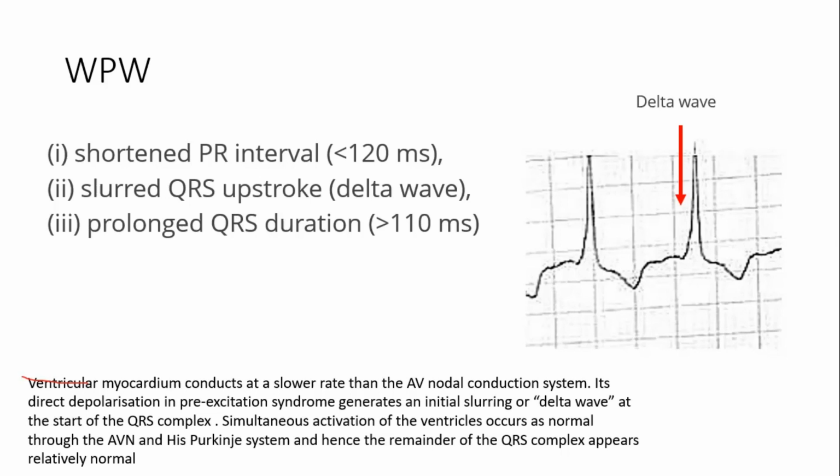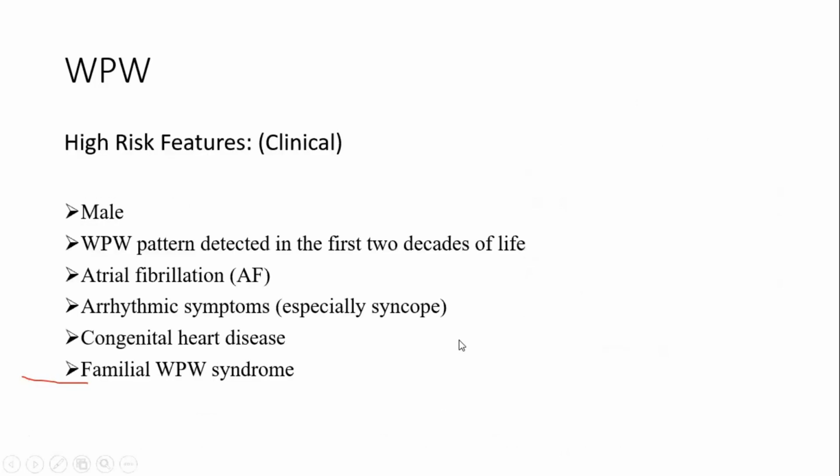These are very easy parameters to remember: shortened PR, slurred upstroke, and prolonged QRS. Just for your knowledge, you can ablate the node, and the pathway will still conduct. You have to avoid the pathway conduction because it's not physiological. So you always ablate the pathways.